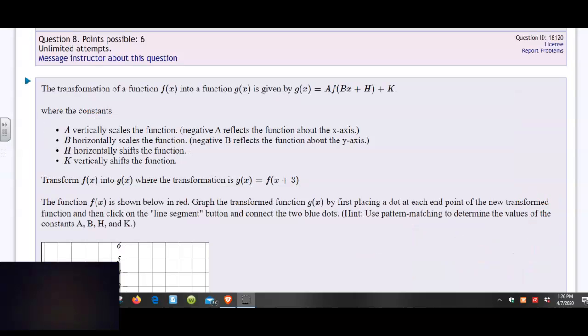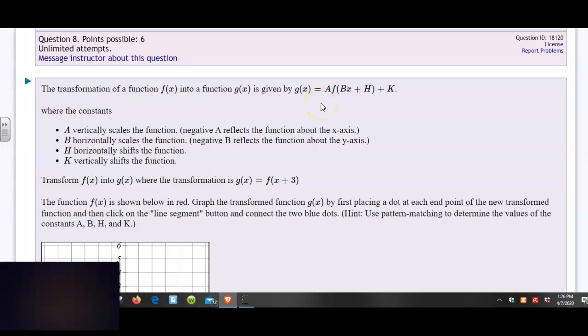Number 8 has a good summary right here. It tells you that A on the outside. So remember, A and B are multipliers, okay? So that's called scaling. So it either stretches or compresses. That means it doesn't really, it just moves up or down.